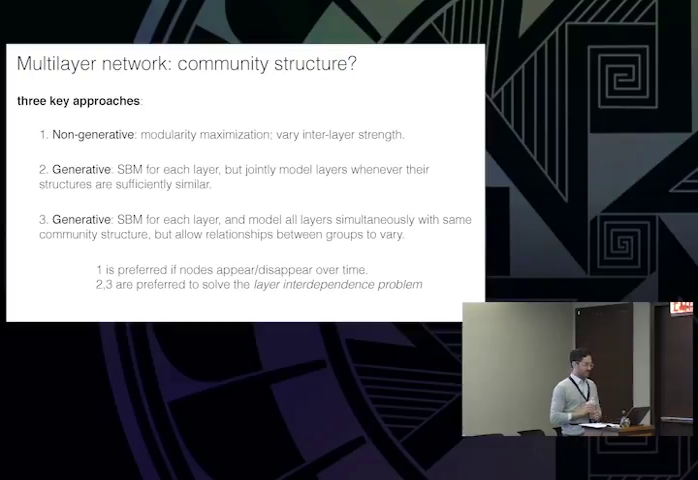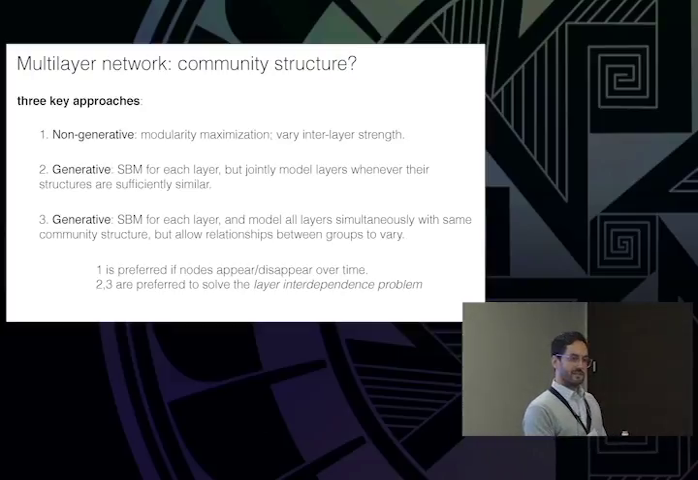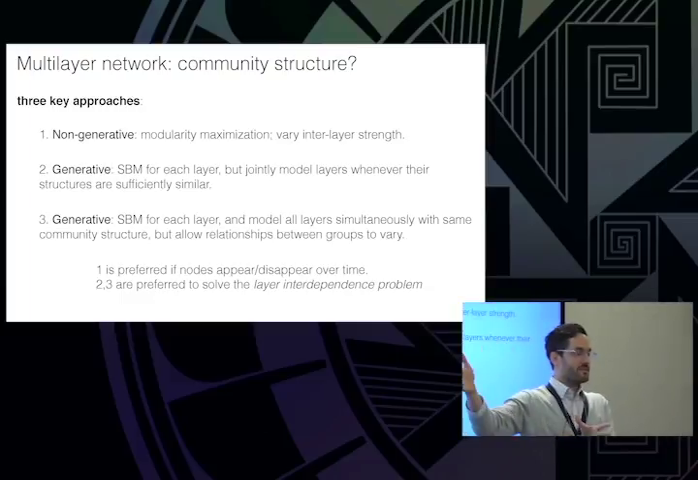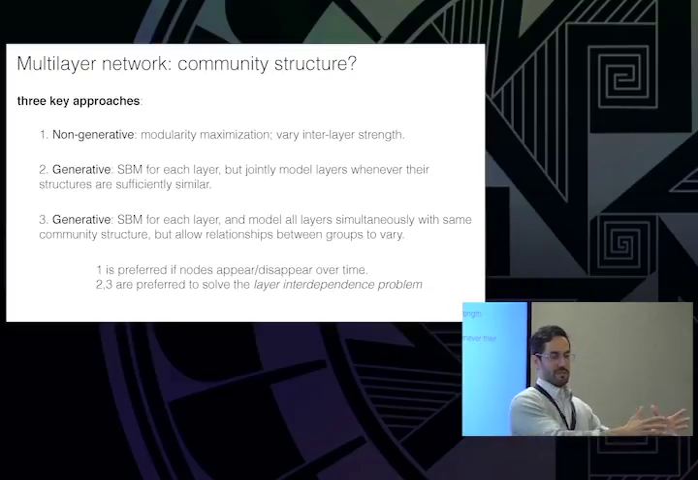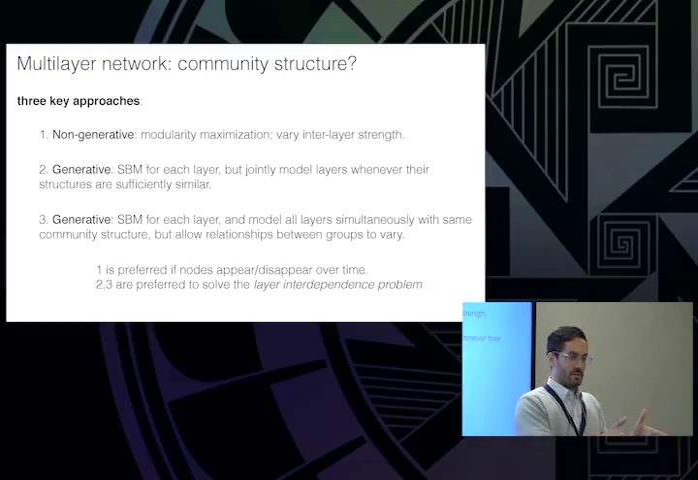There are generative approaches as well. One idea is to write down a stochastic block model for each layer. But we can jointly model layers whenever their structures are sufficiently similar. So it could be that I have one block model for this layer, and then another block model that produces three layers, and another block model that produces, let's say, the remaining five layers. In this way, I'm compressing what would be a large number of layers into a smaller model.